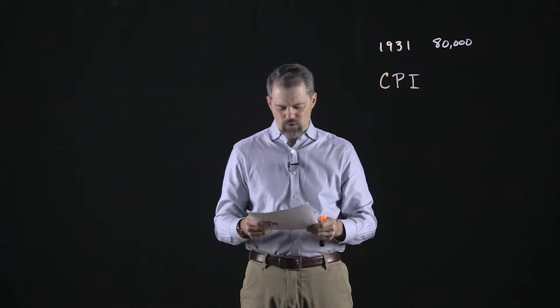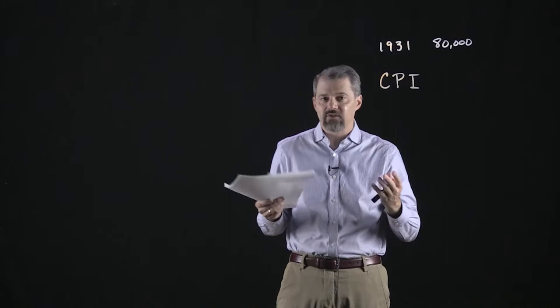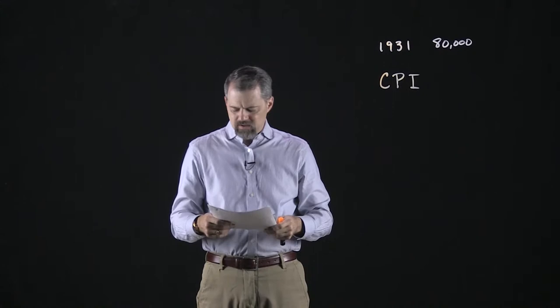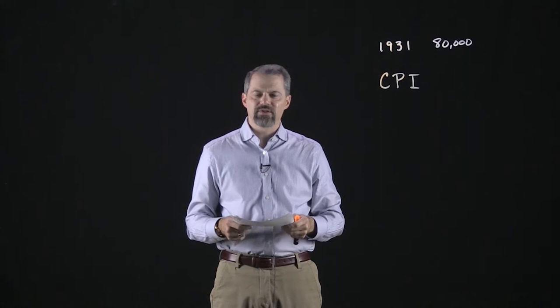So the CPI is really just a measure of the overall cost of goods and services that the typical family or the typical consumer buys. We call that group of things that the typical consumer buys a basket of goods and services. The CPI is calculated monthly and it's reported by the Bureau of Labor Statistics, so you can go back and look at the CPI way back in time.